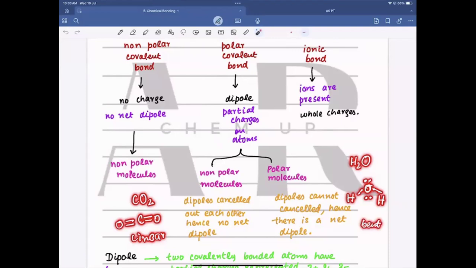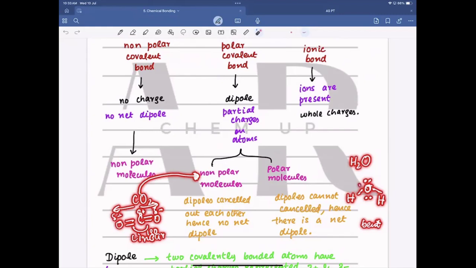Now see, if I consider this bond, isn't it a polar bond? Yes. But as the angle is 180 degrees, both the dipoles are exactly opposite to each other, which will cancel out each other, and as a result, the molecule becomes non-polar, although it has polar covalent bonds.